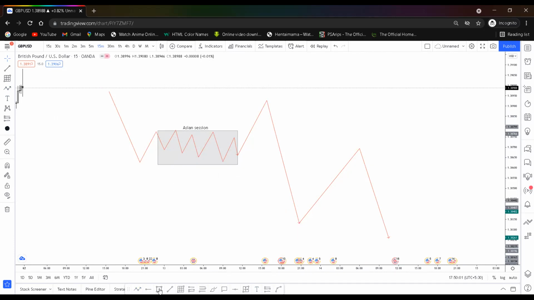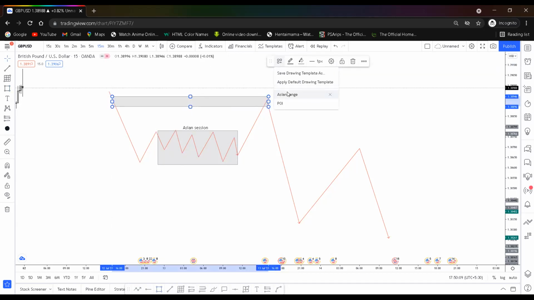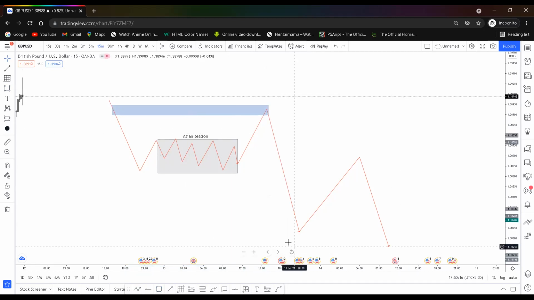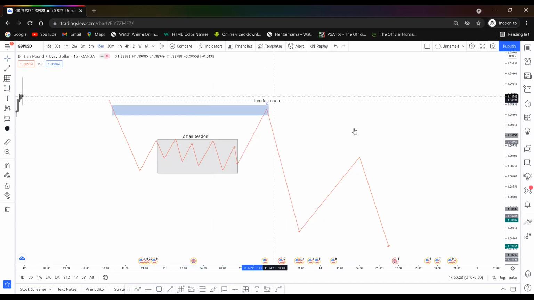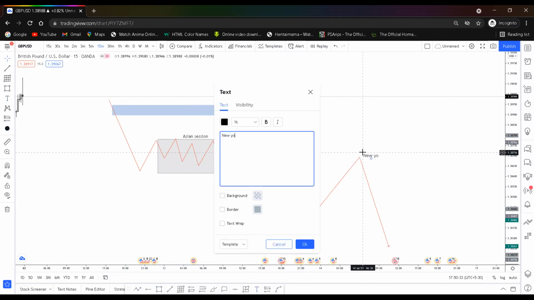Now let's combine everything. Time and price, structure, liquidity, everything, inducement, all of them, because it just gets crazier with everything. And then comes this, London Open, and then this will be the New York Open.